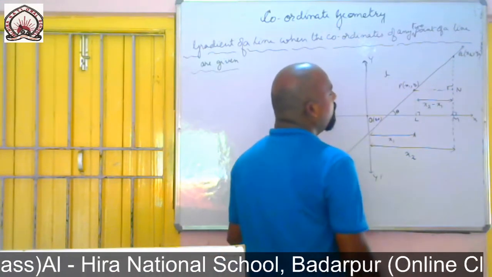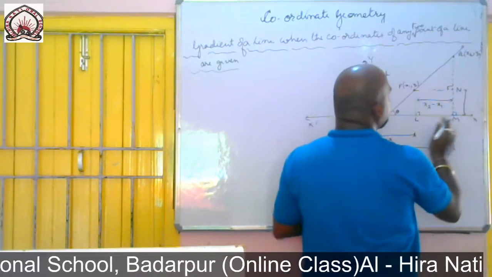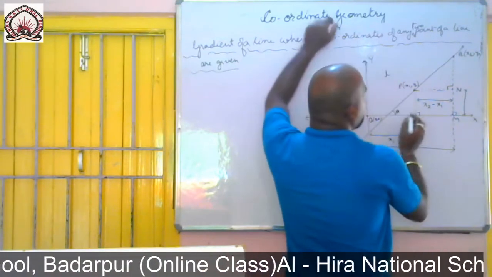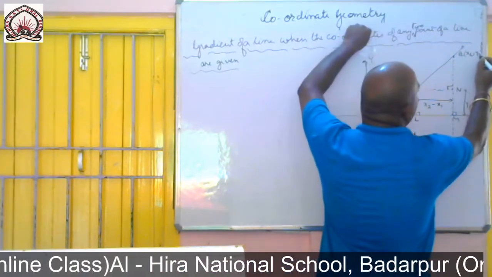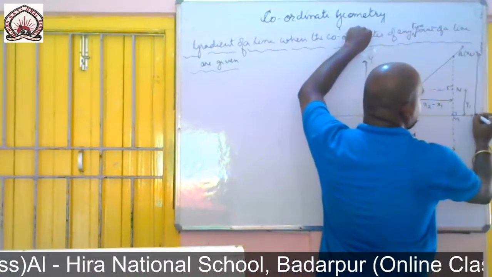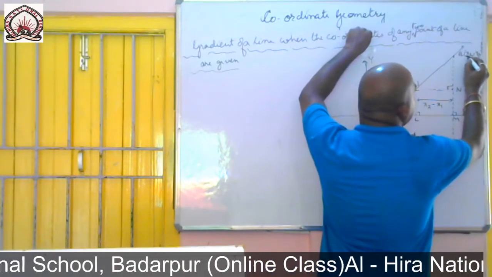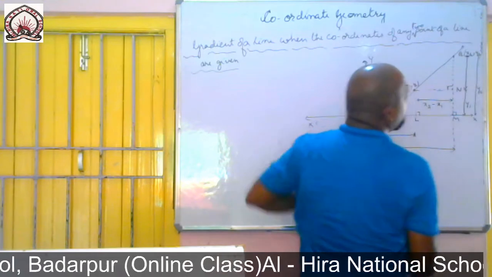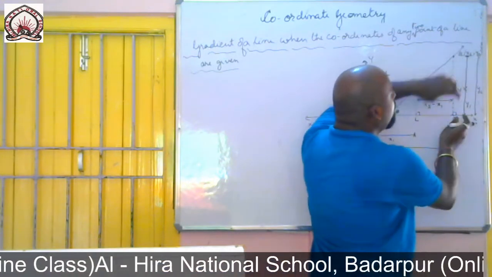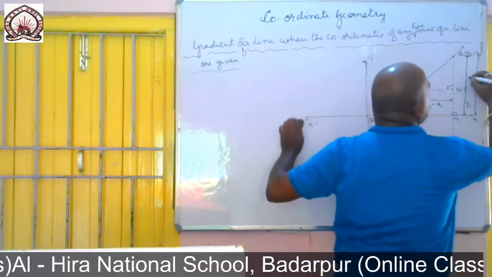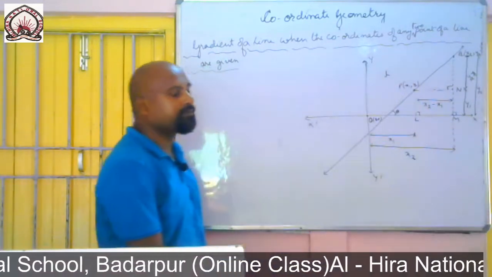Okay. Now from here to here, this distance is equal to y1. And from here to here, this distance is equal to y2. Then what will be the distance between these 2 points? See, y2 minus y1. This is equal to y2 minus y1. Okay.